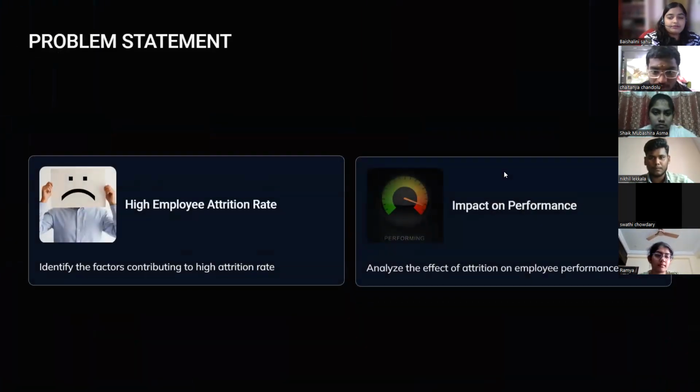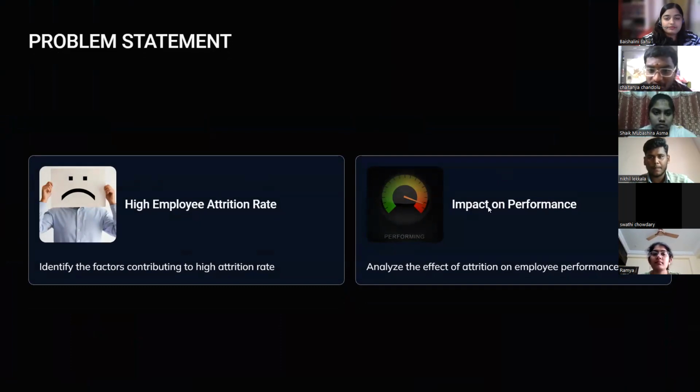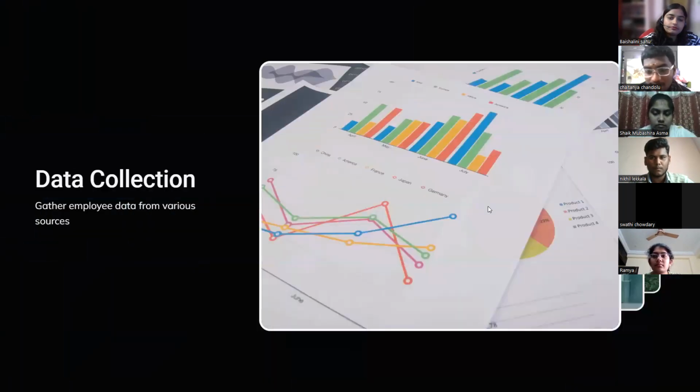So losing a talent, intellectual people, that means it is a huge loss for the company. It will have a huge impact on the performance of the company. So we are planning to build an integrated ML platform to track the attrition rate and check which people are most likely to drop from the company. So we collected data from various sources.